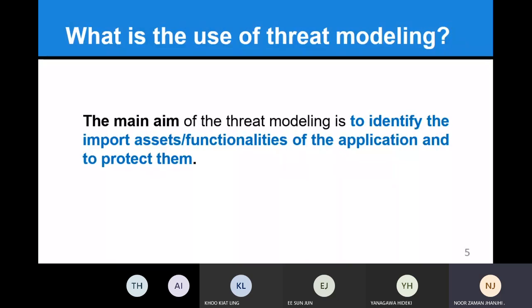Say, for example, if there are 10 things, 5 have high priority to protect, and 5 have very low priority to protect. But if we don't know and mistakenly we try to protect those with very low priority, and we are not taking care of the high priority, then we are making a mistake. So from threat modeling, the main aim is to identify the important assets and functionalities and then to protect them.